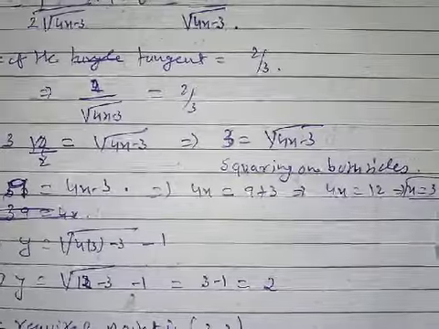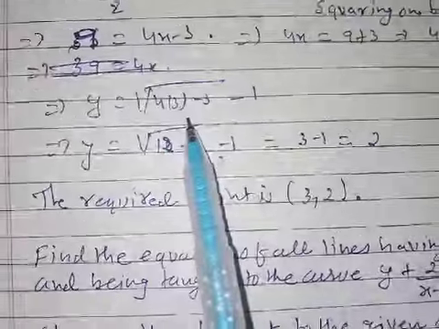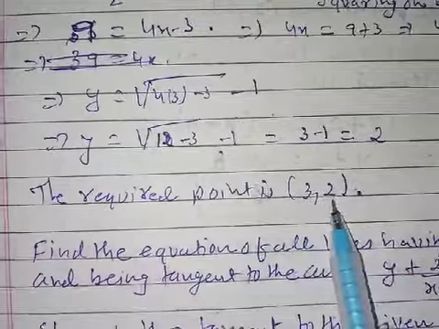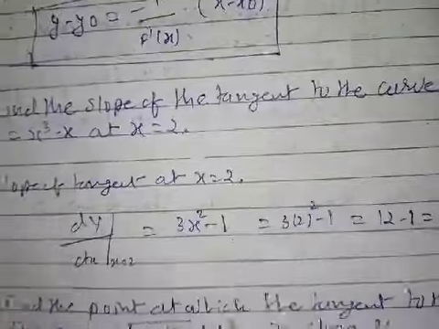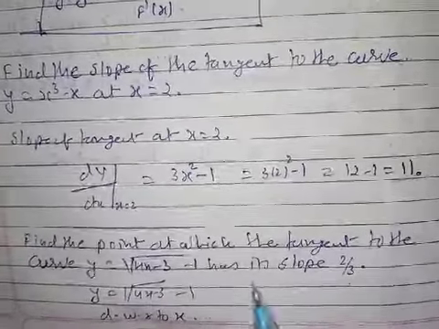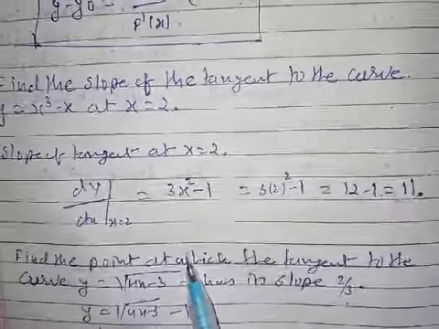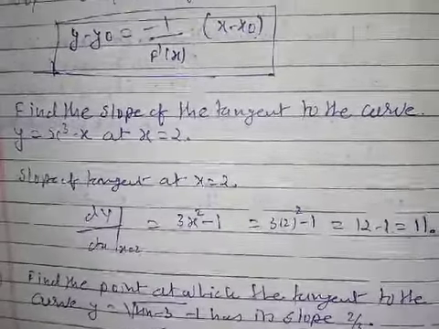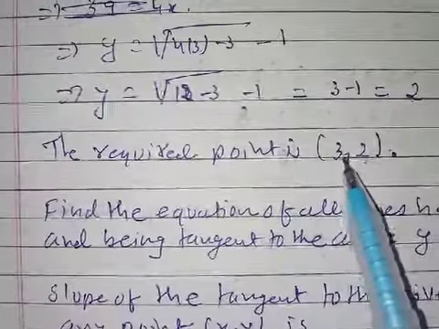Got it? So substituting, we want to know what is the value of y. Substituting x is equal to 3 here, the y value will be 2. So the point required is (3, 2). See the question: find the point at which the tangent to the curve has this slope. The slope is given. What is the point? (x0, y0) we have to find. So first take the derivative and equate it with this slope. The derivative also gives you the slope, and this also is given as the slope. Equate these two and get the values of x and y. So the required point is (3, 2).